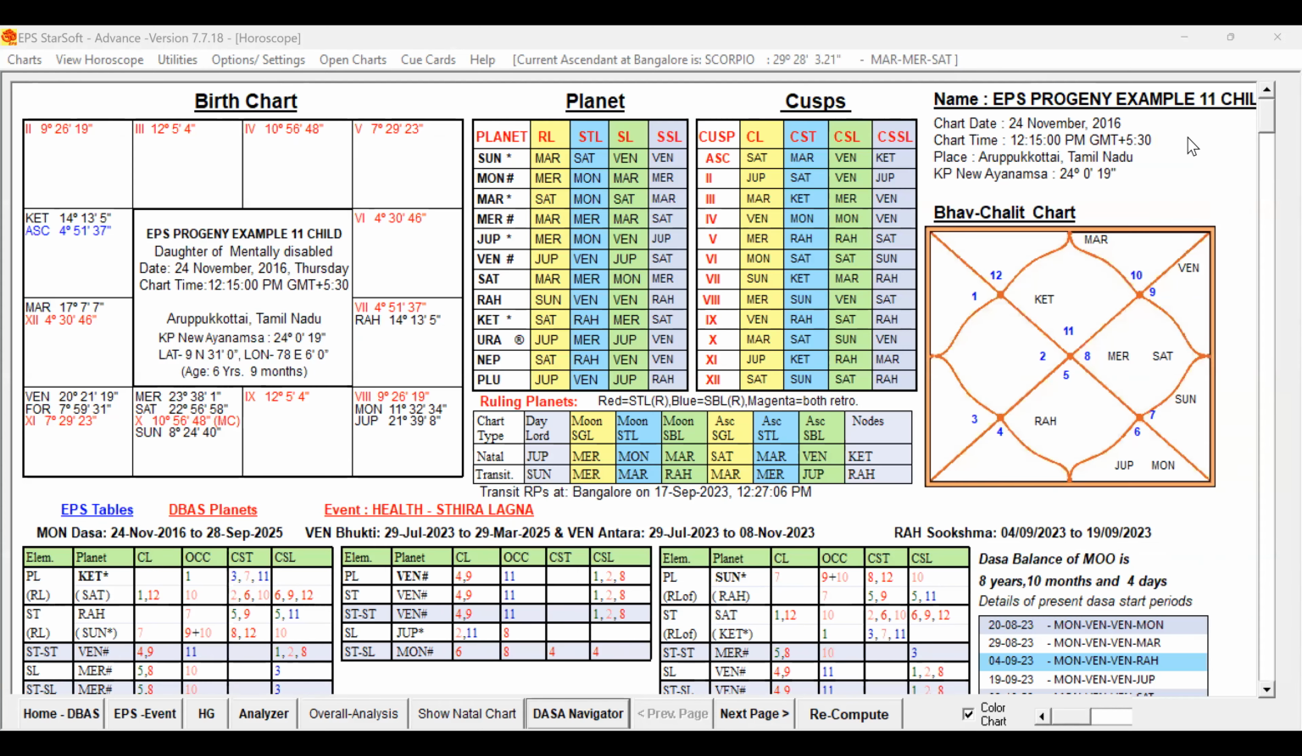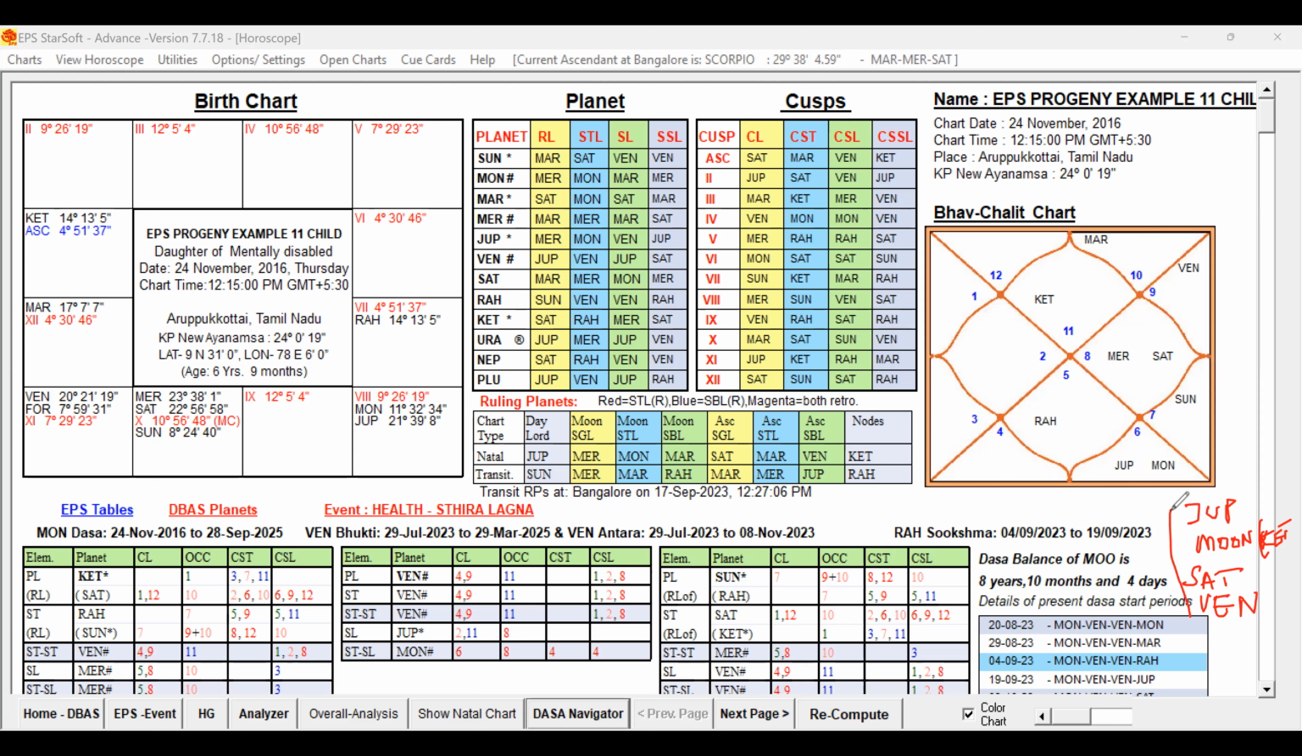This is the birth chart of that baby, a female baby, born on 24 November 2016. And as I was telling, the key planets which are unfavorable for that mother were signifying, as I said, Jupiter. Just a minute, let me write it down here. Jupiter and Moon, of course Ketu, and what else? Saturn and Venus.